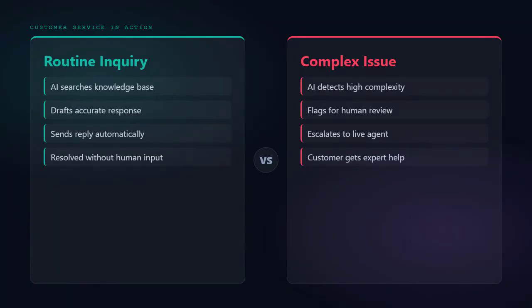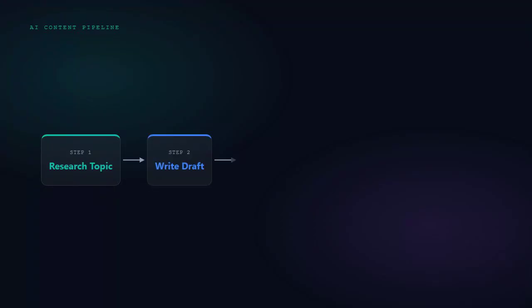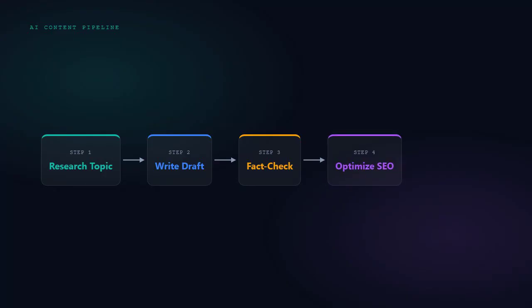Start with customer service. An AI receives a customer inquiry, researches the answer from your knowledge base or the web, drafts a response, and sends it automatically, with escalation if the issue is too complex. Content creation is another powerful use case. An AI researches a topic, outlines an article, writes the first draft, fact-checks key claims, optimizes it for SEO, and publishes it, all without a human pressing go between each step.